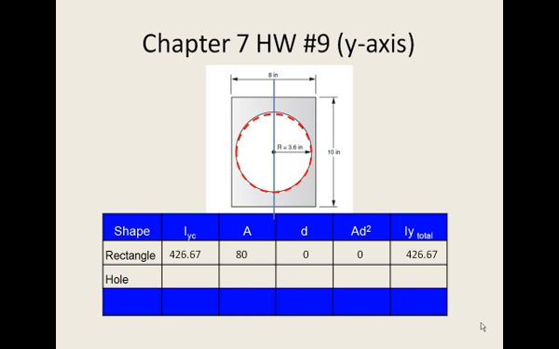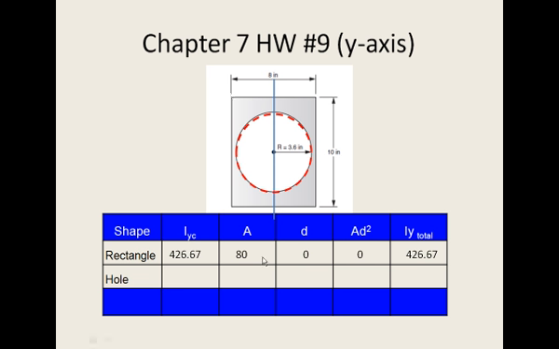Going into our table, the rectangle, the moment of inertia about its centroidal y-axis is 1/12 base times height cubed. The base in this case is the 10-inch side. The height is the 8-inch side. Calculating that out, that comes out to 426.67 inches to the fourth.